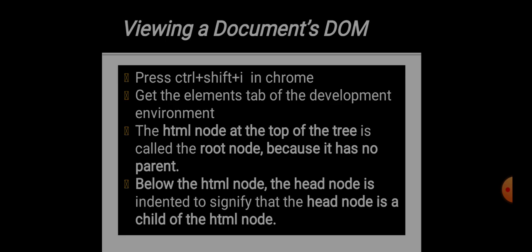Now we need to discuss how you can view a document's DOM. Here we take the case of Chrome. In Chrome, if you press Ctrl Shift I, then you can find the DOM equivalent of an HTML page.